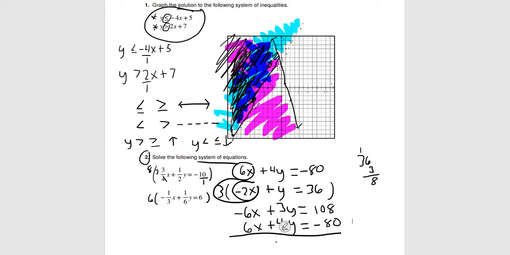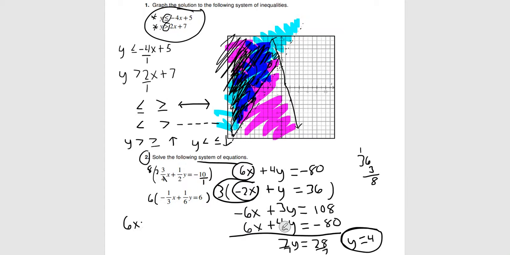So when we add the two equations together, -6x plus 6x cancels, 3y plus 4y is 7y. 108 minus 80 is 28. And now we can solve this equation for the y by dividing by 7 on both sides. So y equals 4. Now once you know what the y equals, you can go back to any of your original equations, the first one, the second one, or the one that you changed, and you can substitute 4 for the y and solve for the x.